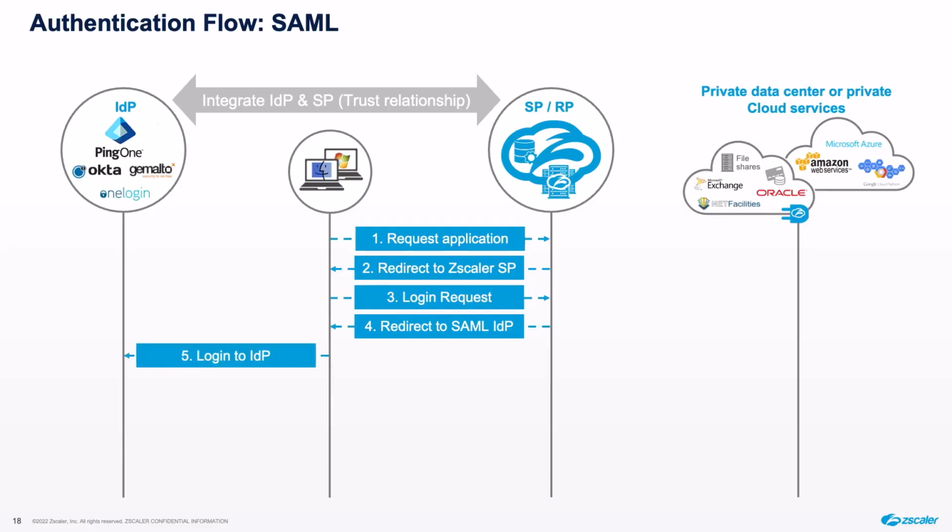A SAML authentication request is a message that indicates to the identity provider that a user must authenticate and that a SAML assertion should be returned to the SAML service provider. The identity provider must be configured to trust this particular service provider in order to honor the request and ultimately return a SAML assertion. At this point, the user would be challenged by the identity provider to authenticate.